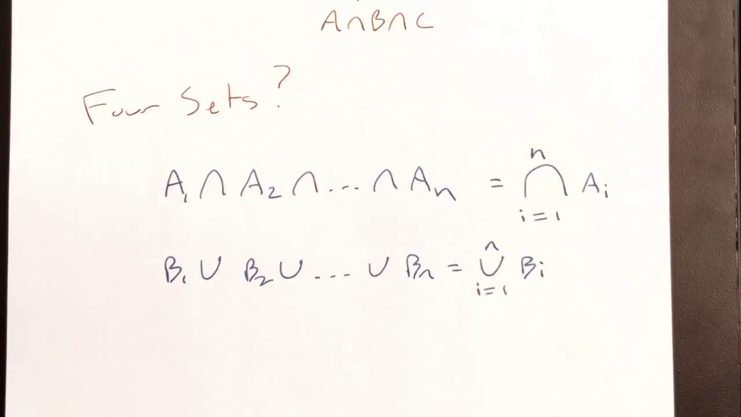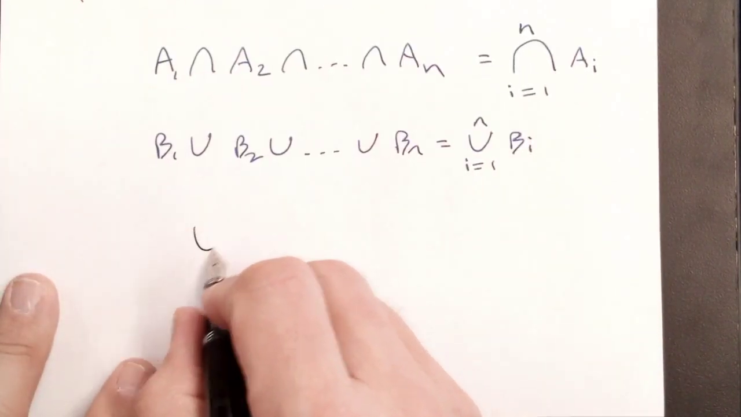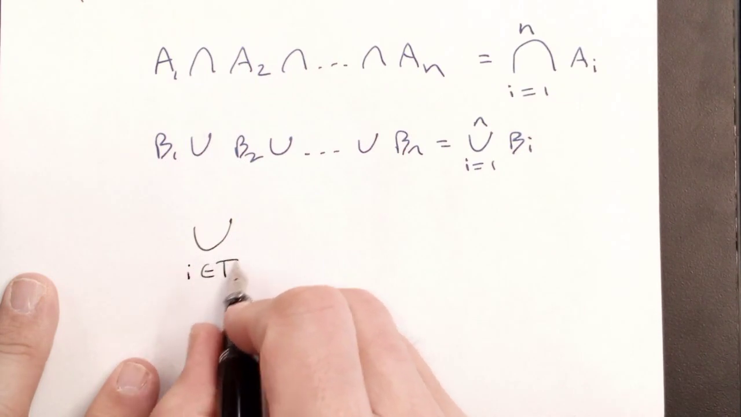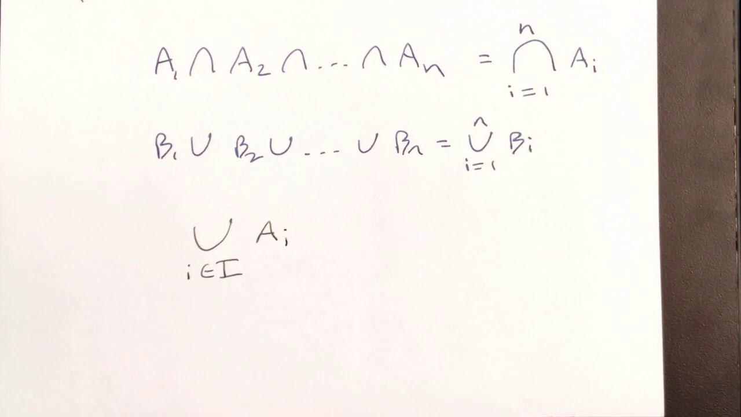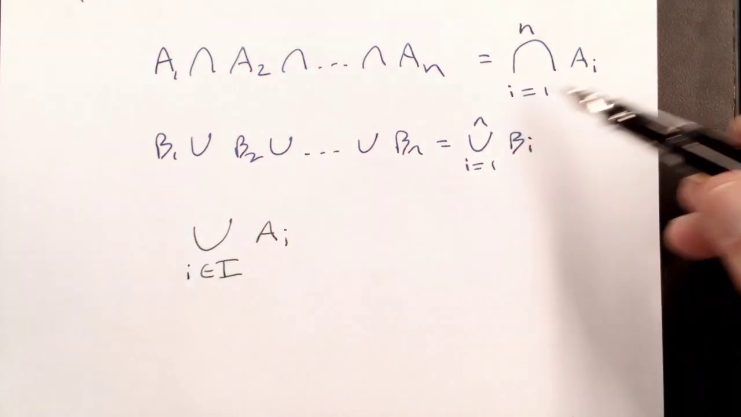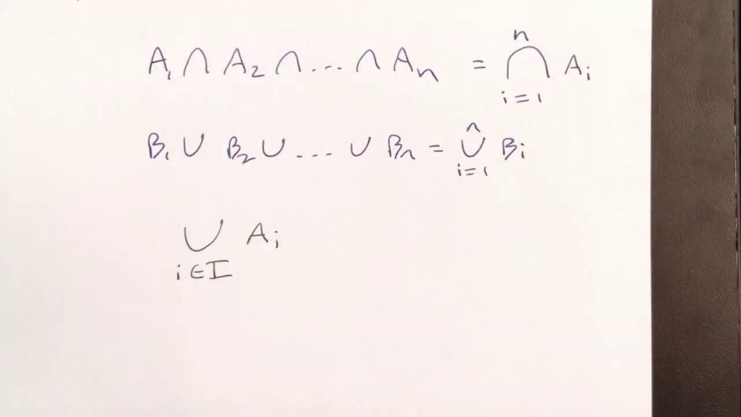Usually when we write an index set like that, we will have the union where I is my index set, A_i. Up here, the set I was just the numbers from 1 to n, but this I could be any set.